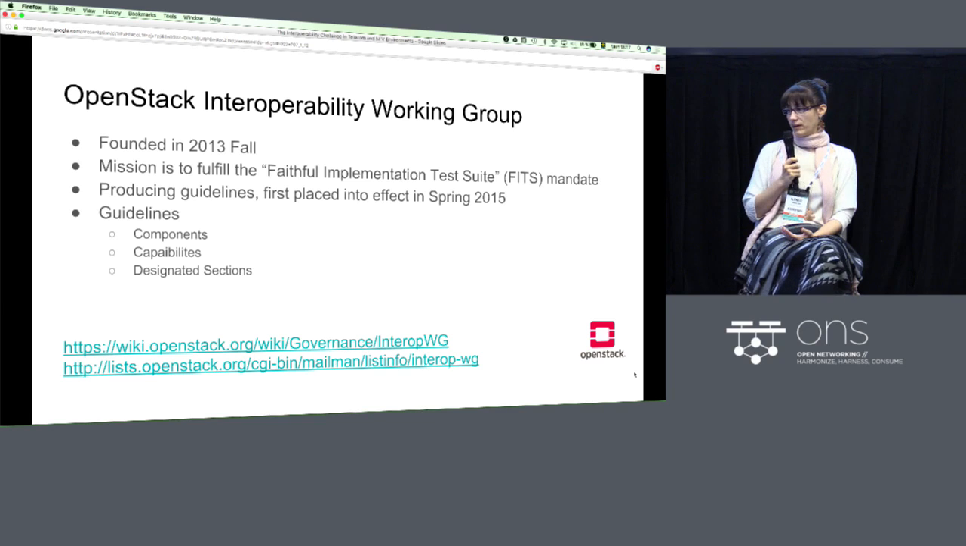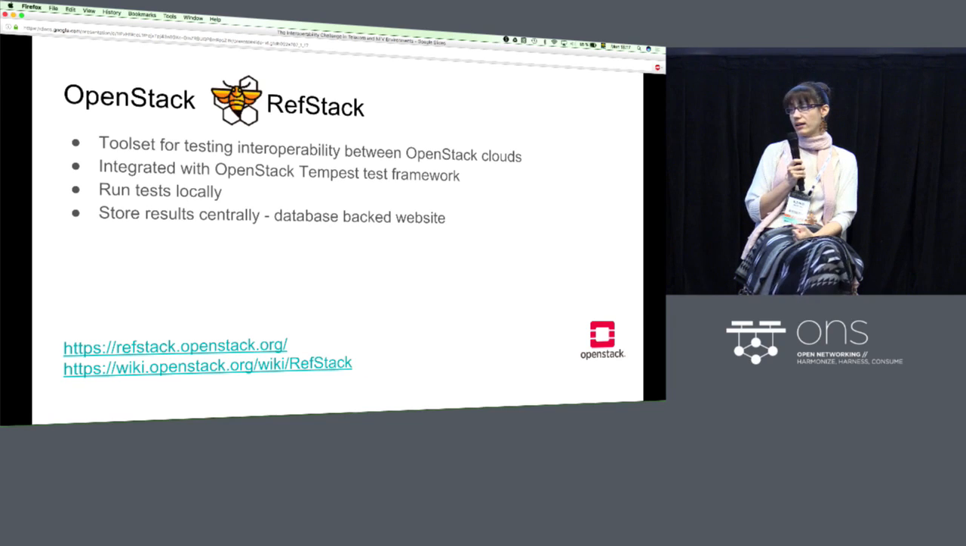This group works with a tool set. So if we switch one more slide, this is called RefStack. This is integrated into our Tempest framework, which we use as an integration test framework within OpenStack.